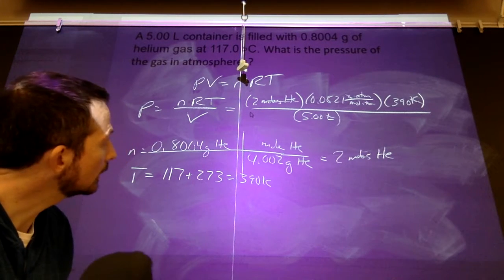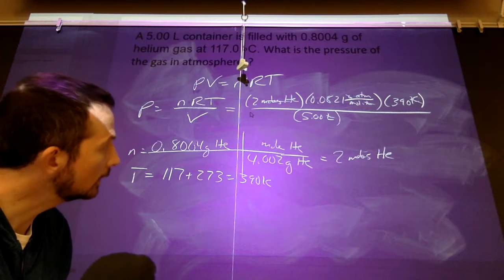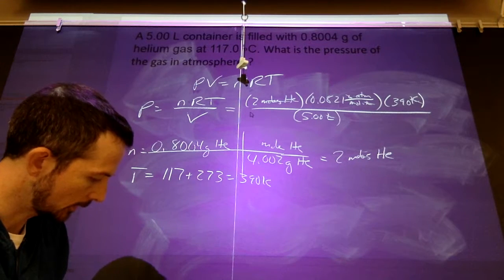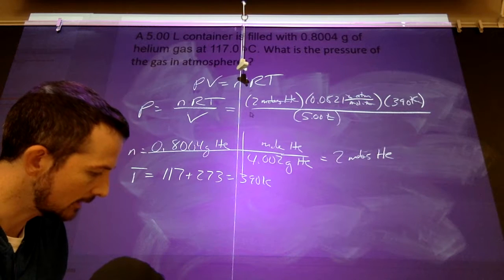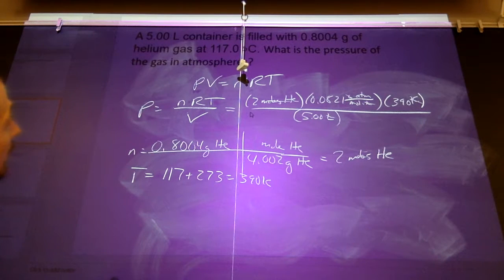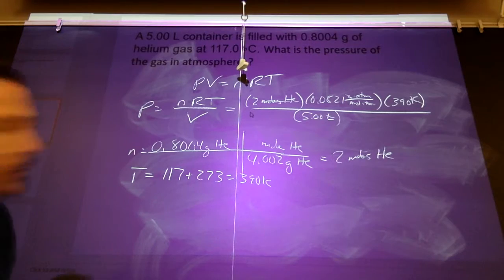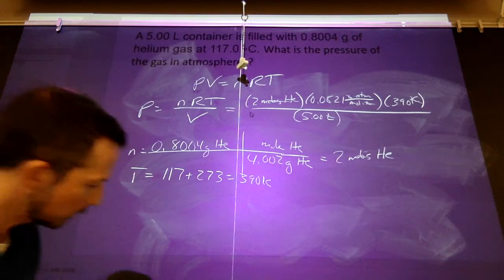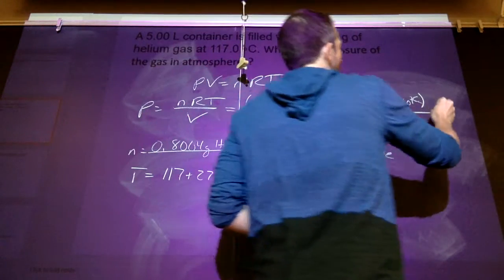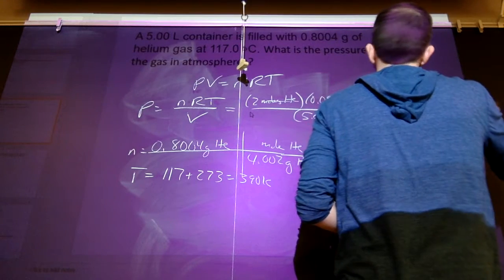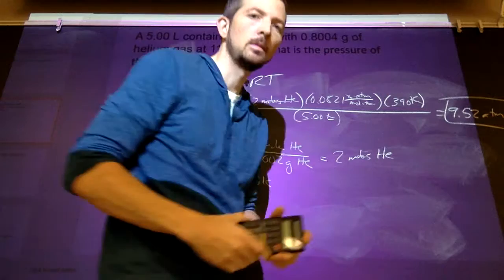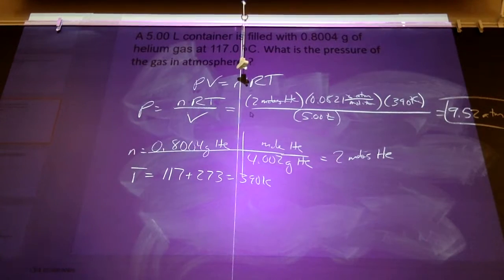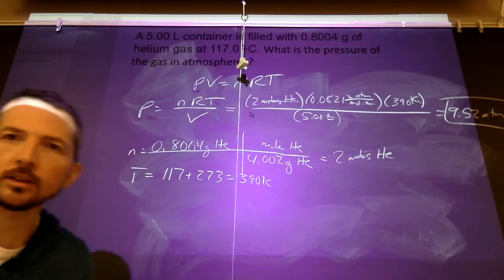So 0.2 times 0.0821 times 390 divided by 5. So I get 9.5. I'm looking at significant figures here. Looks like I need to go to 3. So 9.52. Okay, let's look at another problem.